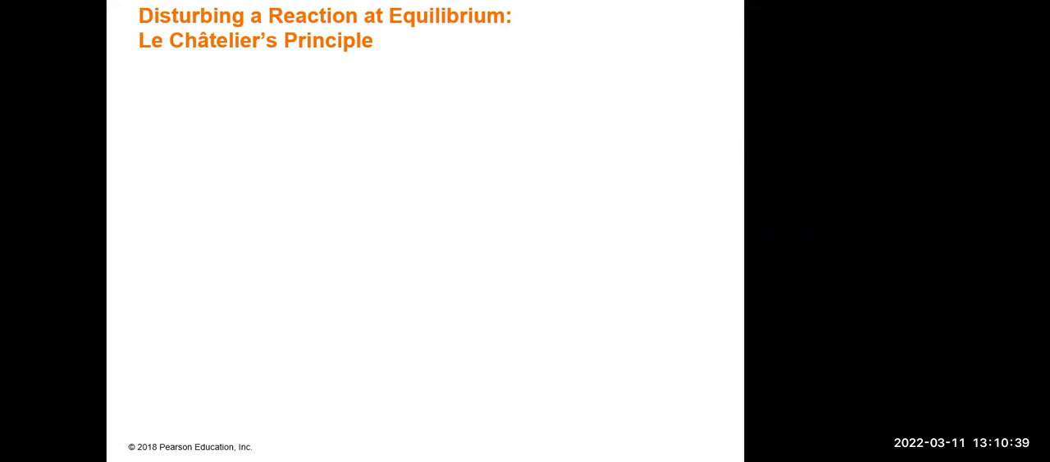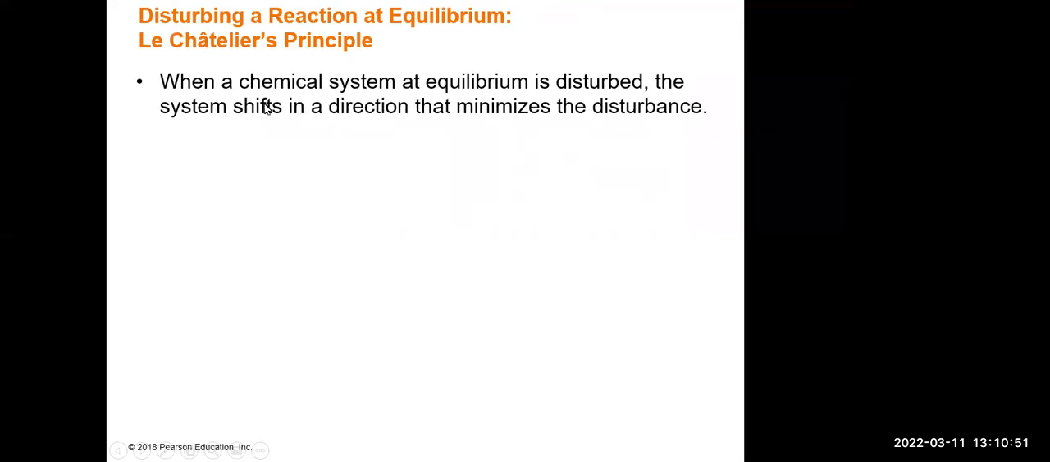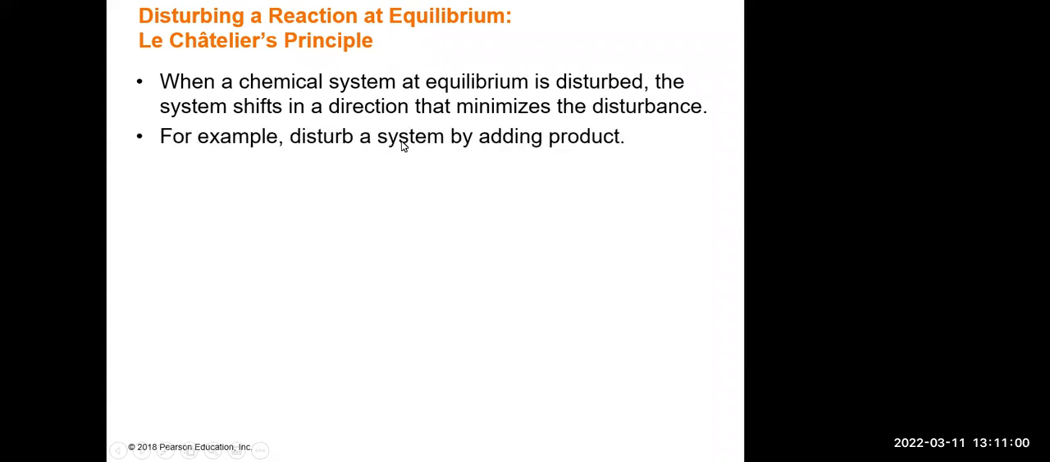See what will happen to the equilibrium if we disturb the equilibrium. And this was summarized a long time ago by Le Chatelier. So therefore, we have Le Chatelier's principle, which says when a chemical system at equilibrium is disturbed, the system shifts in a direction that tries to minimize the disturbance.